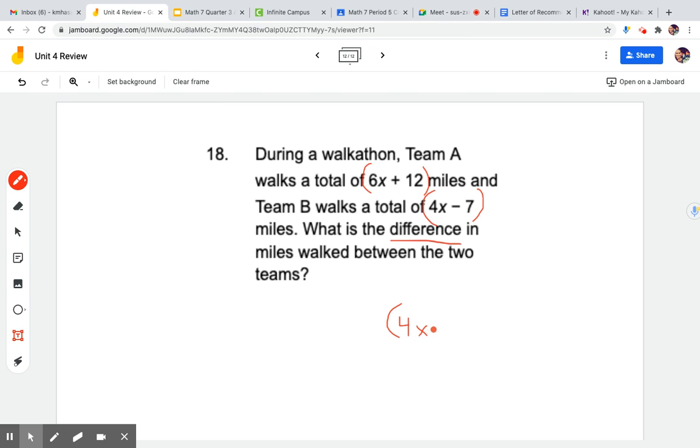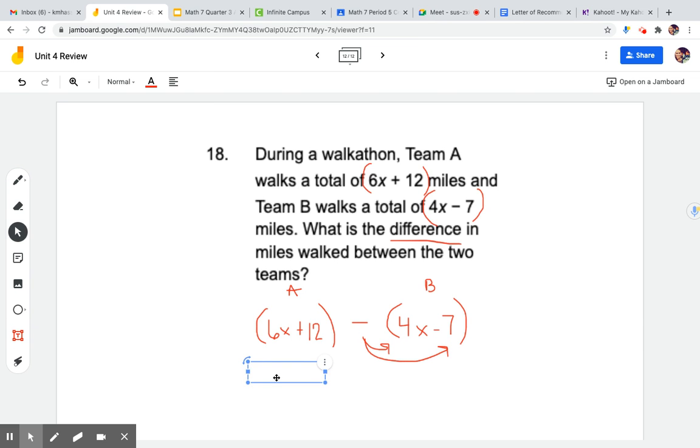So I'm going to keep those parentheses there to show grouping. Here we have Team A. And again, we're subtracting it because we're finding the difference between the two. So A and B. We know that we have to distribute this negative through when we subtract. That's really important.